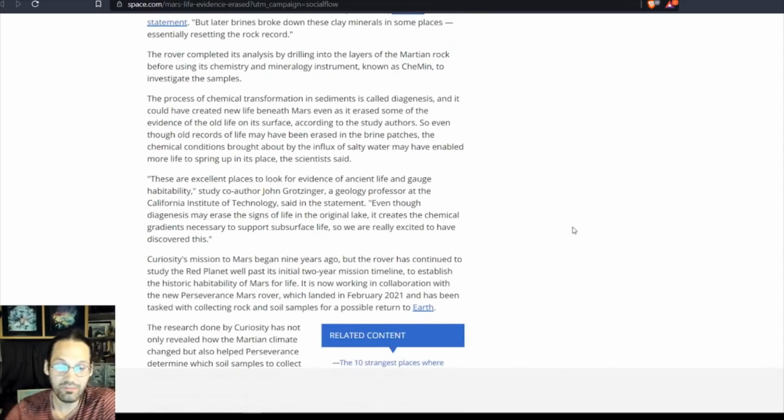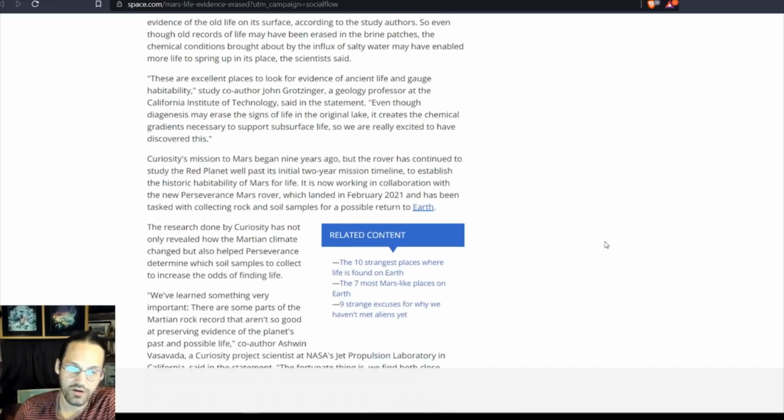"These are excellent places to look for evidence of an ancient life and gauge habitability," study co-author John Grotzinger, a geology professor at the California Institute of Technology, said in a statement. "Even though diagenesis may erase the signs of life in the original lake, it creates the chemical gradients necessary to support subsurface life. So we are really excited to have discovered this."